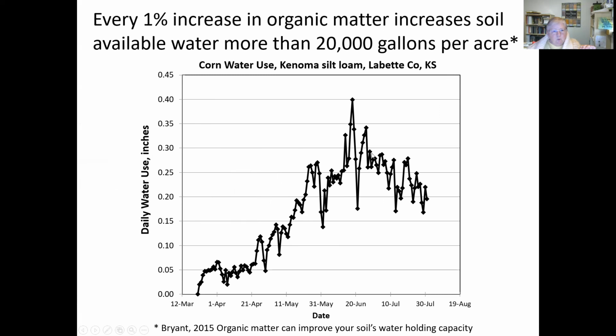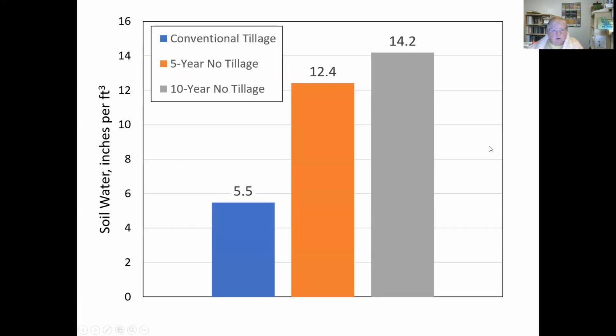This is the water use curve for corn in a silt loam in Labette, Kansas. You can see at about the highest growing point, we need about 3/10 of an inch of water per day. So we need about an inch of water every 3 or 4 days. Improving the organic matter directly improves the soil water holding capacity. Tilling also directly reduces the water holding capacity of the soil.